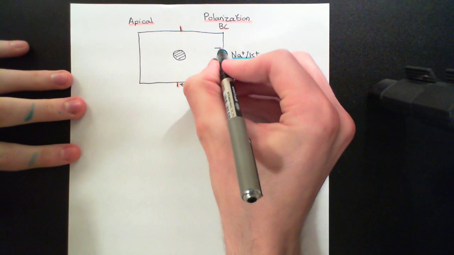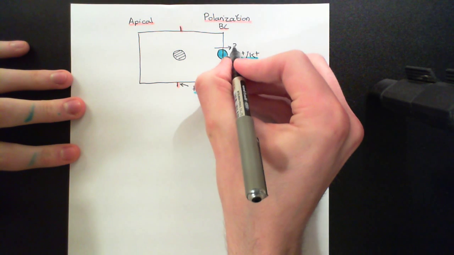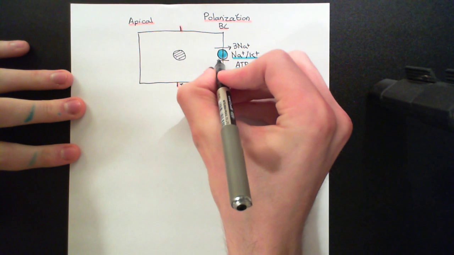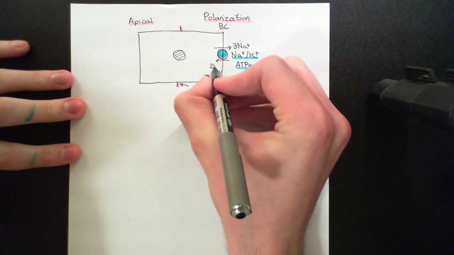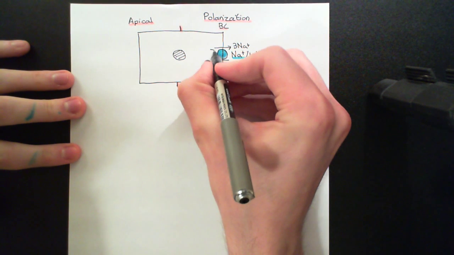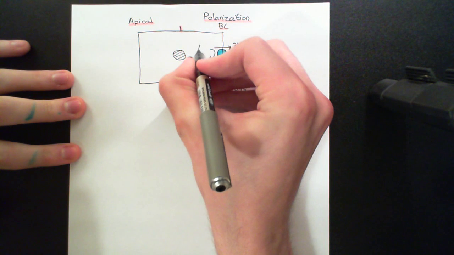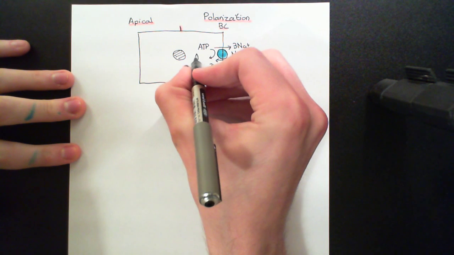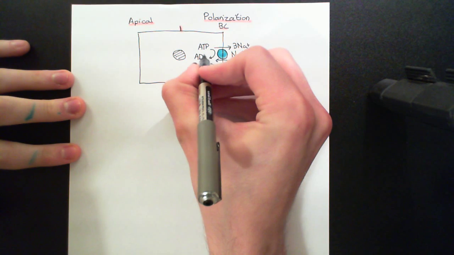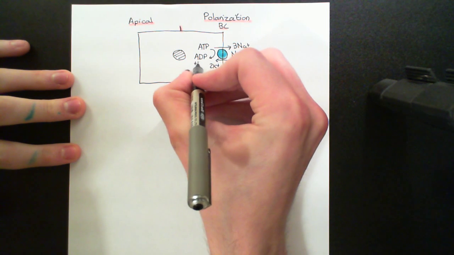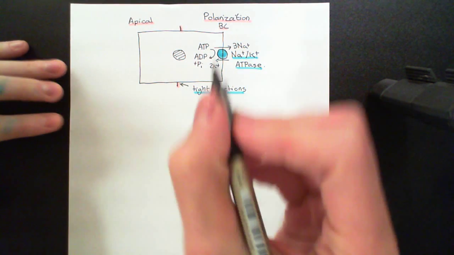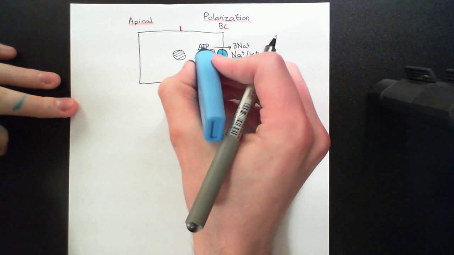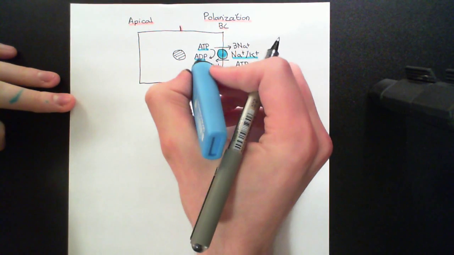So remember, the sodium potassium ATPase, it's a primary active transporter. It moves 3 sodium ions out of the cell and then 2 potassium ions into the cell. Every time it does that, it will consume a molecule of ATP. So that's why it's a primary active transporter. It uses the energy that it gets from the hydrolysis of ATP, a chemical reaction, to actually drive this movement of ions against their electrochemical gradients.